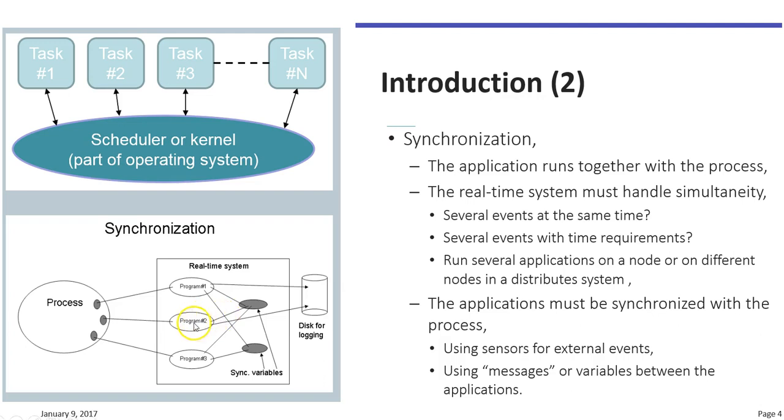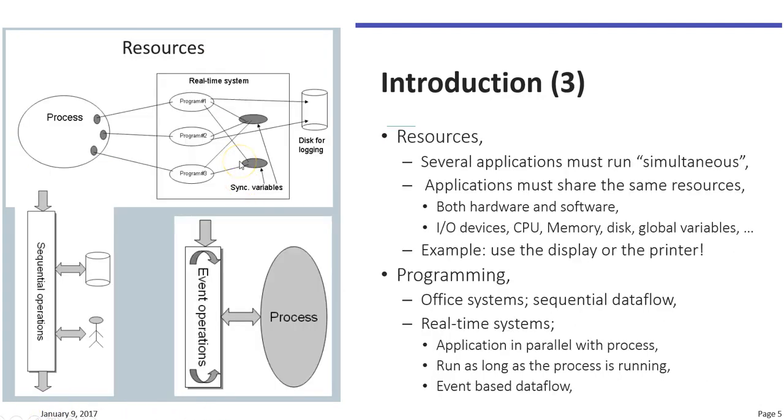It should be synchronized with events, but also internally. It should be synchronized, for example, by using communication protocols or messages between the tasks, or what is shown here, global variables. When we have several tasks, we also need to be able to share the resources.